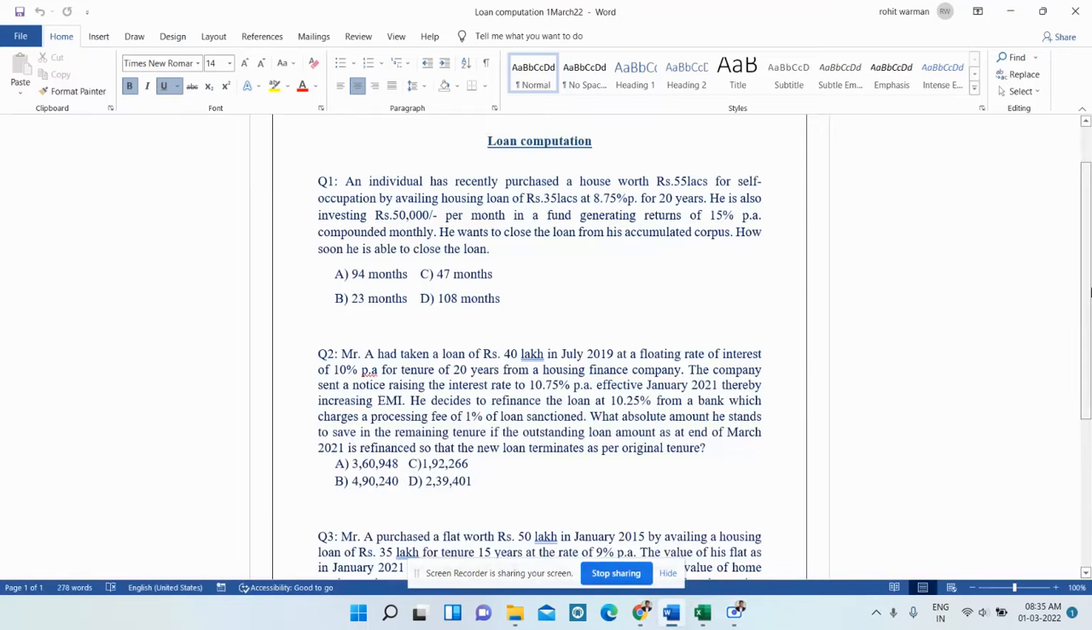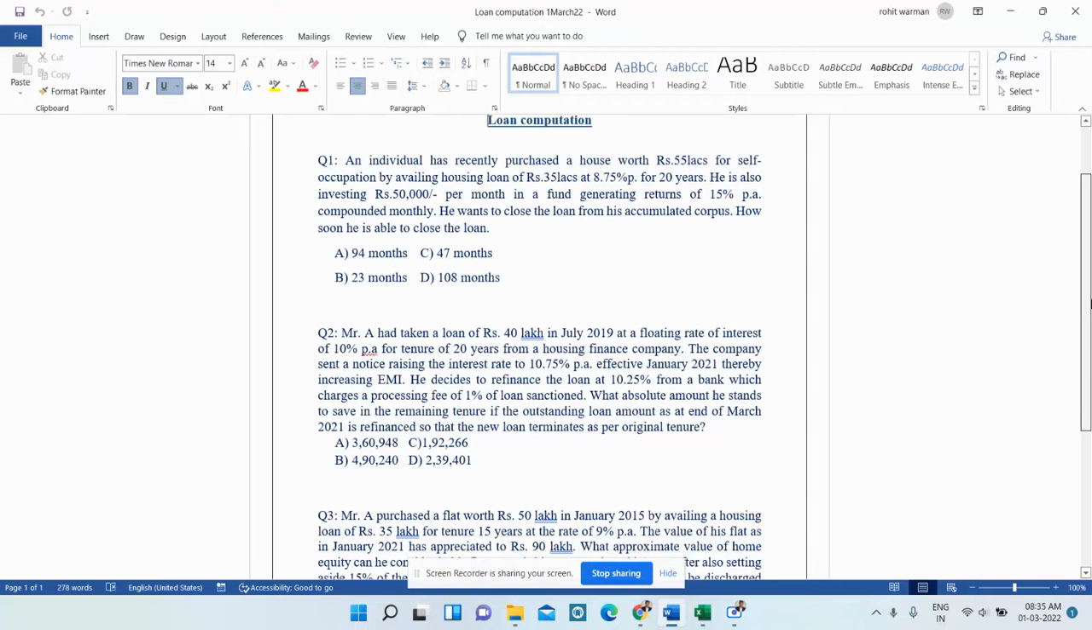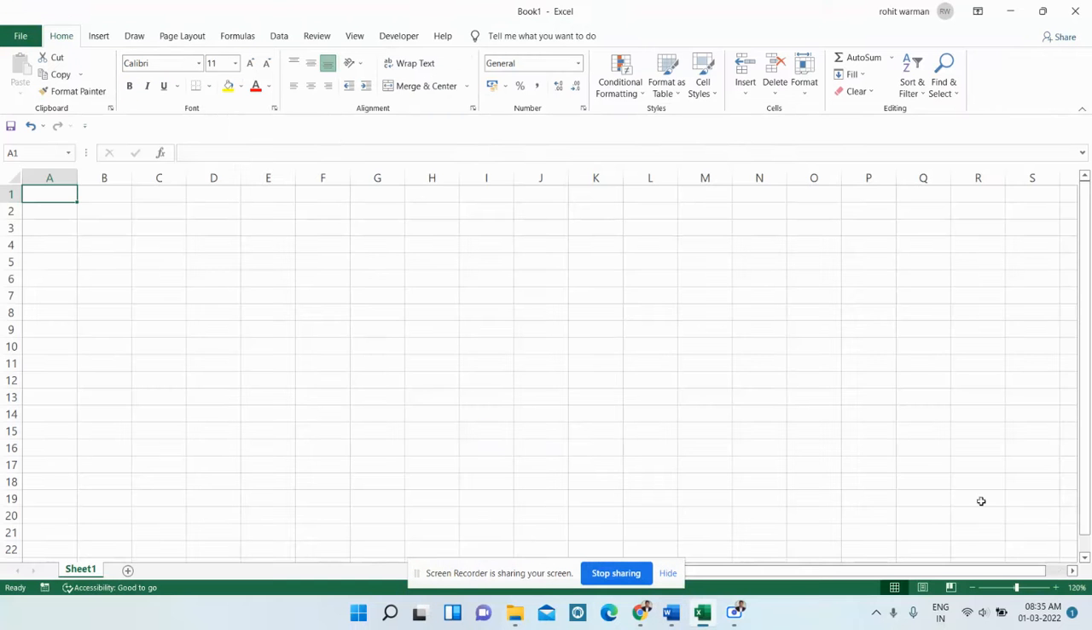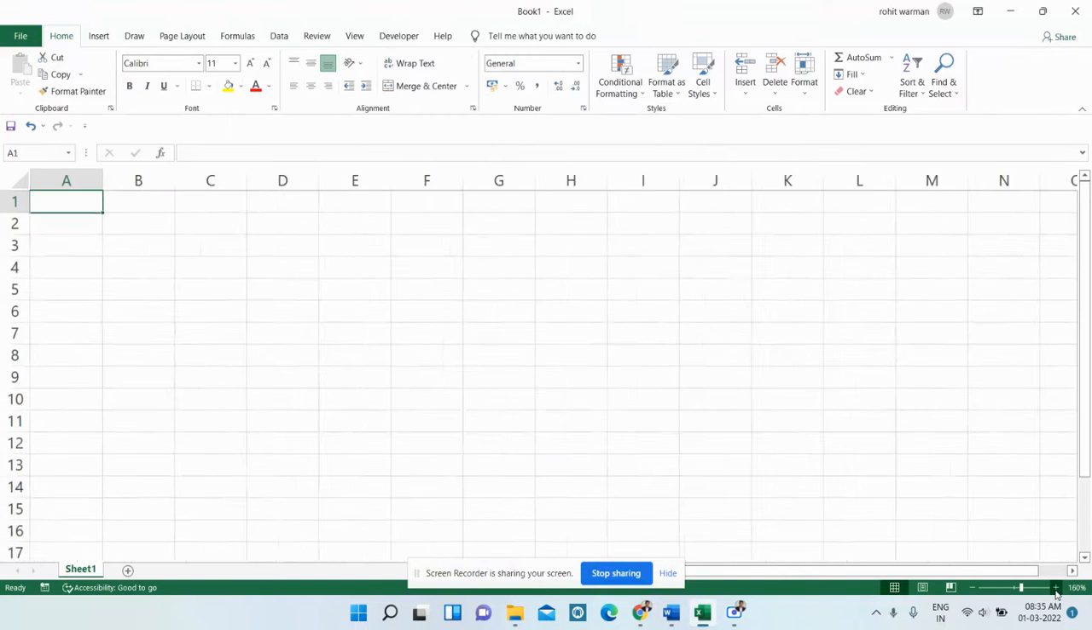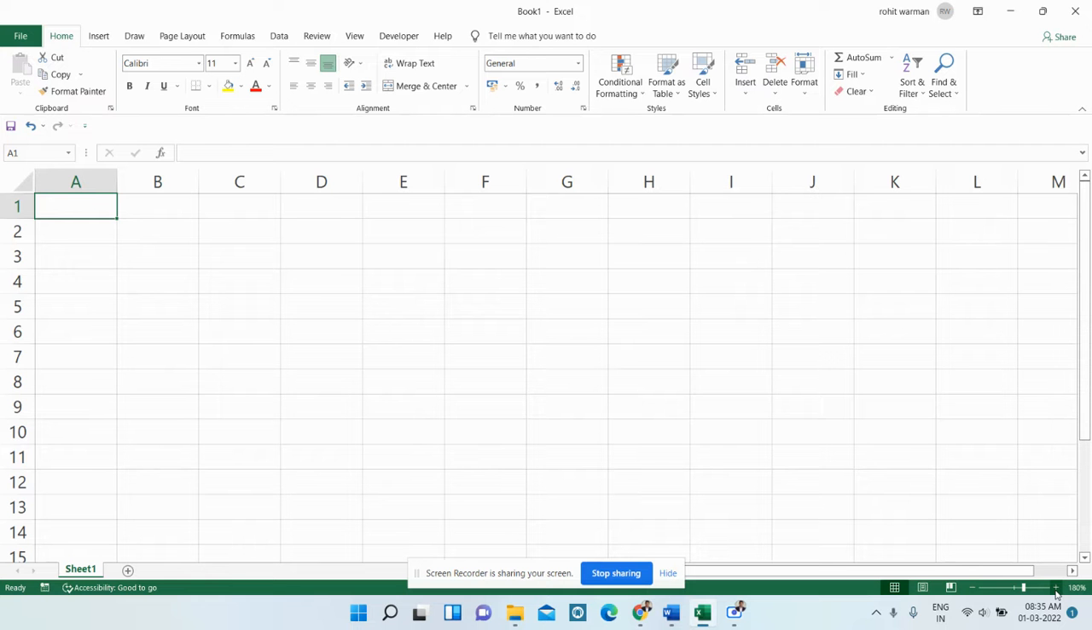So before I start these numericals, first let's understand how the loan works. Now, when I say from the professional exam perspective, whether it is CFP or CFA or CWM, by default, the loan computation is based on the reducing balance method, also known as amortization.